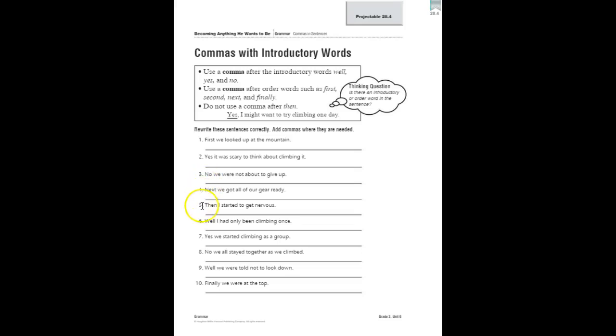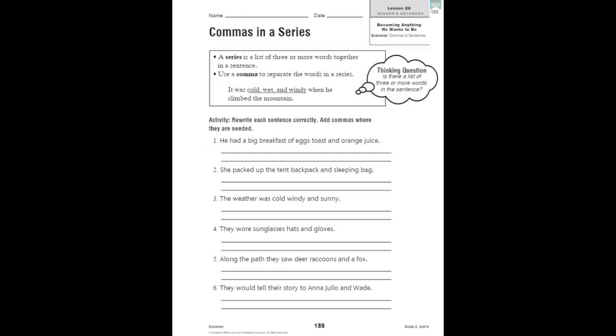All right. If you need more practice, you can pause the video and work through the rest of these. If you feel like you're ready to work in your reader's notebook, then follow me. Here is where your comma practice will begin, page 189 in your reader's notebook. These are commas in a series. You're not going to need to rewrite each sentence. Why don't you just add the commas where they're needed?